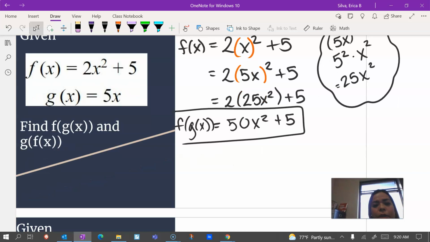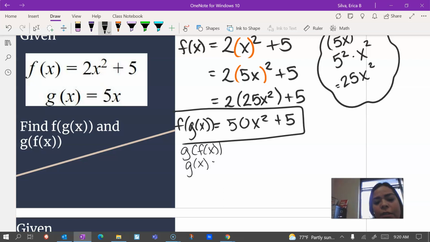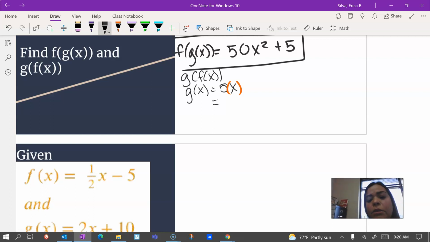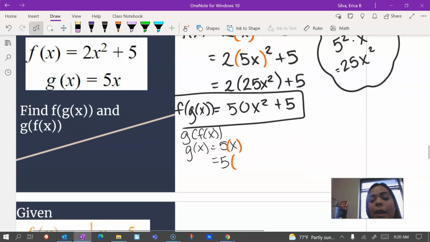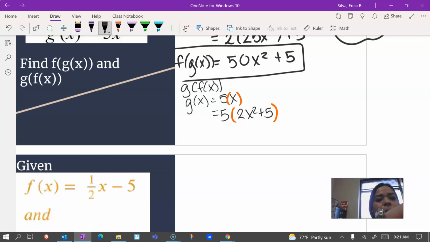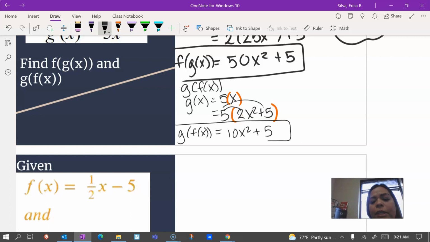Let's go ahead and look at the next one. We're going to do g of f of x. So now our main function is g of x. We've got 5 times x. Identify where we're going to substitute, wherever the x is. So we've got 5, and then instead of x, we will plug in f of x, and we just simplify. 5 times 2x squared is 10x squared. 5 times 1 is 5. We can't simplify further. So g of f of x is 10x squared plus 5.